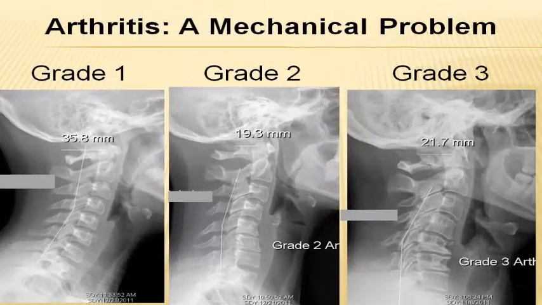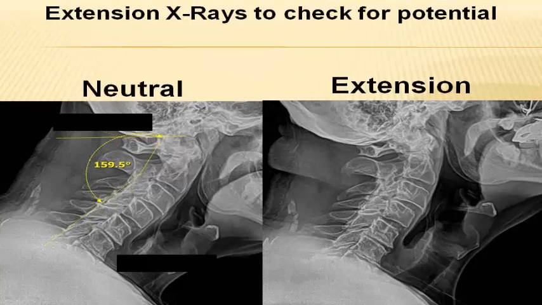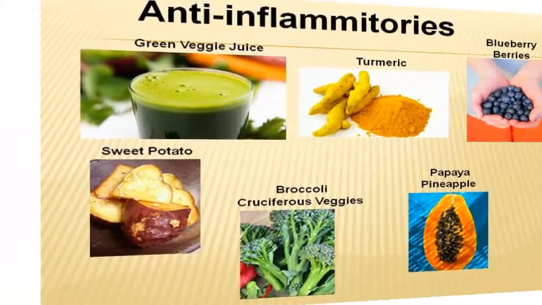Arthritis is a mechanical distortion. It's not from age. This is 100%, okay, from trauma. And it's the body's adaptation to trauma. When we're looking at this, this is an extension x-ray. This is neutral on the left. This is a person looking up, and that's to identify the problems. Because arthritis can be reversed, but you need to have a gauge.